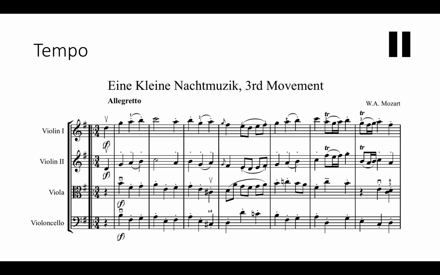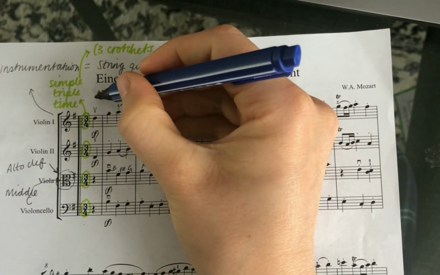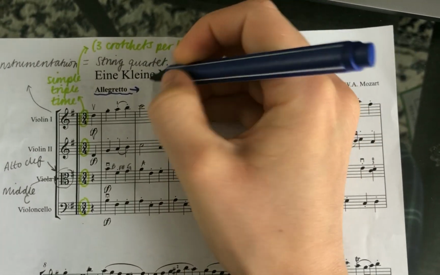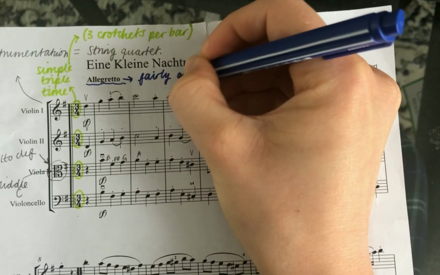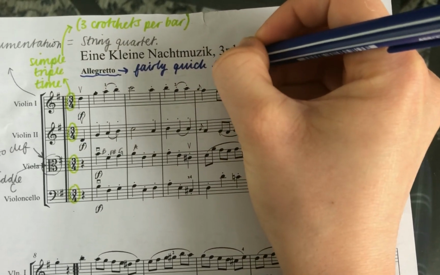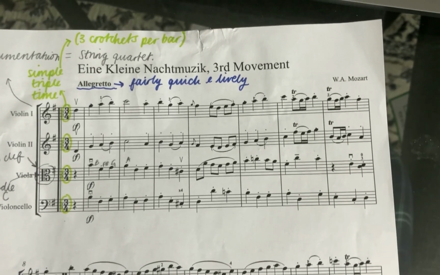Okay, so hope you had a chance to listen to it just then. You'll have heard that it's really quite fast. And you'll see on the music here that Mozart uses the word allegretto, which means fairly quick and lively. Let's make a note of this tempo marking in our score now. So I'm just going to underline this allegretto so that I know that it means fairly quick and lively. So you can make sure you've got a note of that as well in your score.